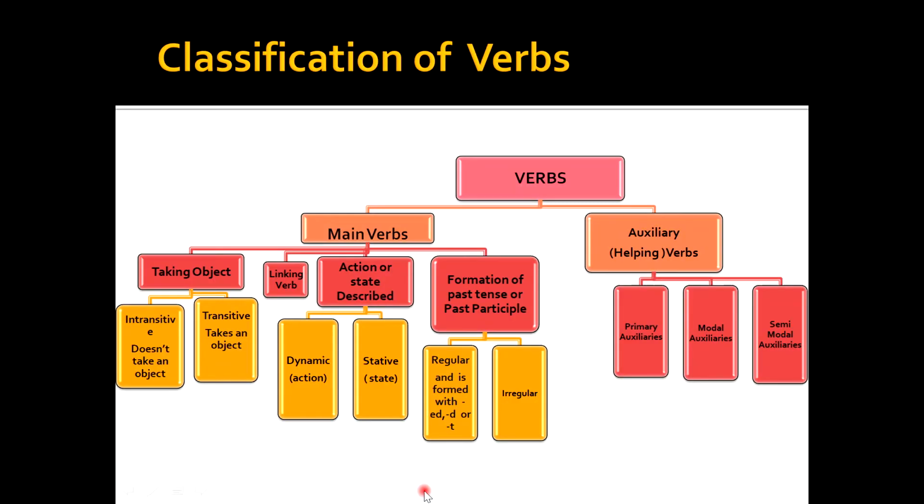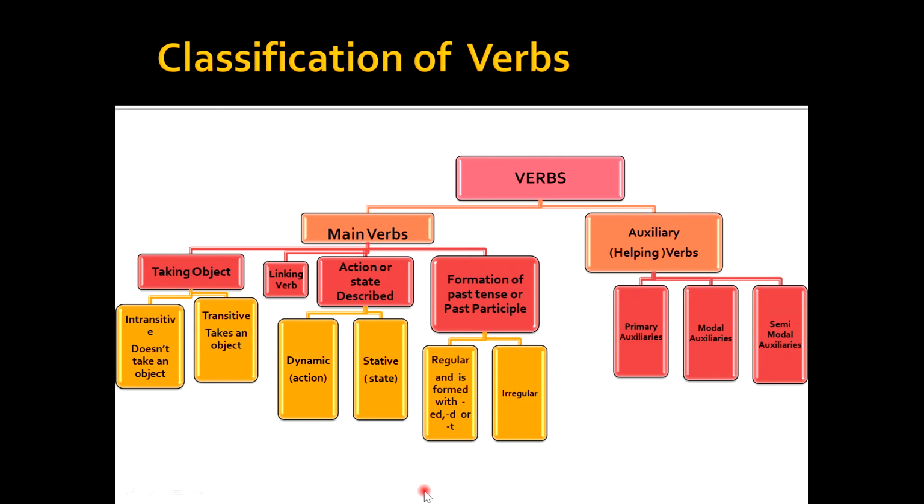Verbs are first classified into two. They are main verbs and auxiliary verbs. Main verbs are also known as lexical verbs because they have a meaning of their own. They can actually make sense without the help of any other support. And auxiliary verbs are helping verbs. They do not usually carry their own meaning.